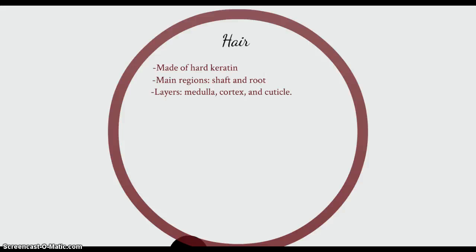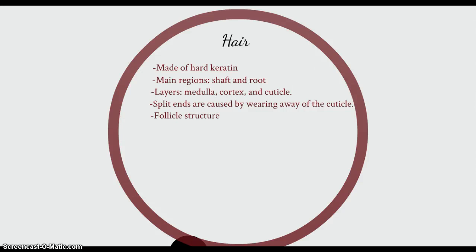The medulla is just a bunch of cells with a few air spaces. The cortex is made up of several layers of flattened cells. And then there's the cuticle, which has a bunch of cells that line up on each other like shingles on the roof of a house. And fun fact, split ends are caused by the wearing away of the cuticle at the ends of the hair.